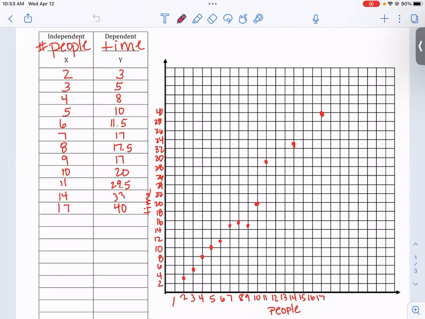Don't make eyes with these people. What are you doing? Okay, so it kind of looks like a line. If we were to describe the slope, what kind of slope would this line have? Positive. It would have positive slope. Okay, so we're going to talk about correlation today, and what that means.